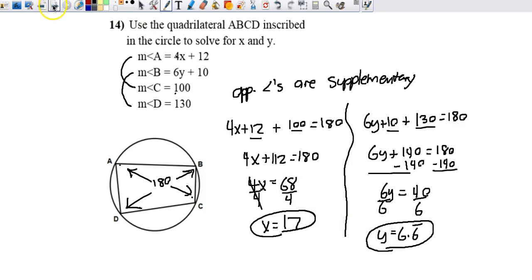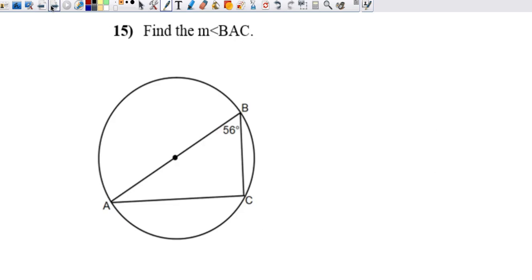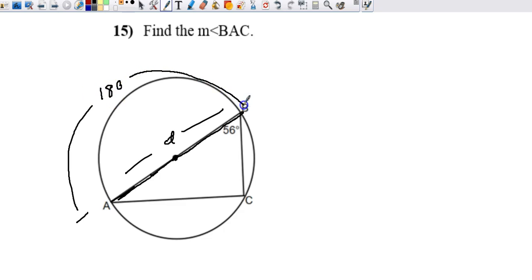Okay, question 15. Oh, thank goodness, this is a short one. All right, this is the center of the circle, which means that this segment here represents the diameter. Which means this arc right here, that's 180. Which means this angle right here, which is inscribed toward that arc, is half of 180. 180 divided by 2 is 90.